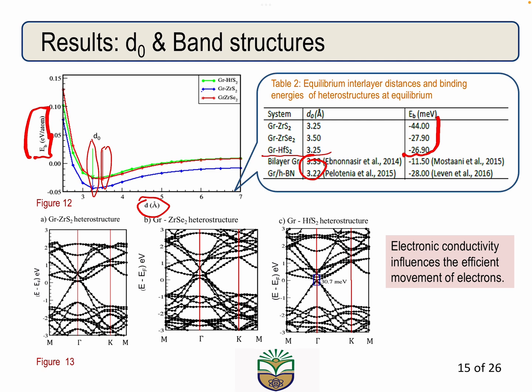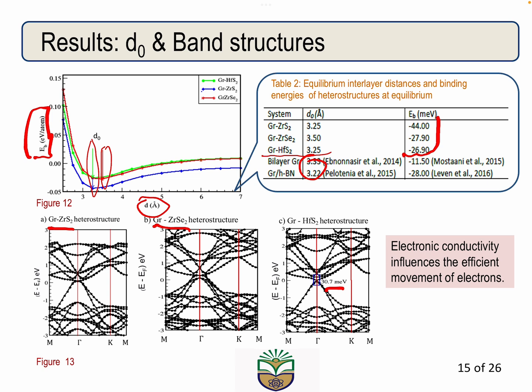So what we found out was that for both the graphene zirconium disulfide and the graphene zirconium diselenide, the two systems resulted in a system that had a zero band gap, while that of graphene hafnium disulfide had a band gap of 30.7 milli-electron volts. And based on this, we found that our system would be able to conduct electrons efficiently because the band gap that we are obtaining was quite minimal, even for the graphene hafnium disulfide.